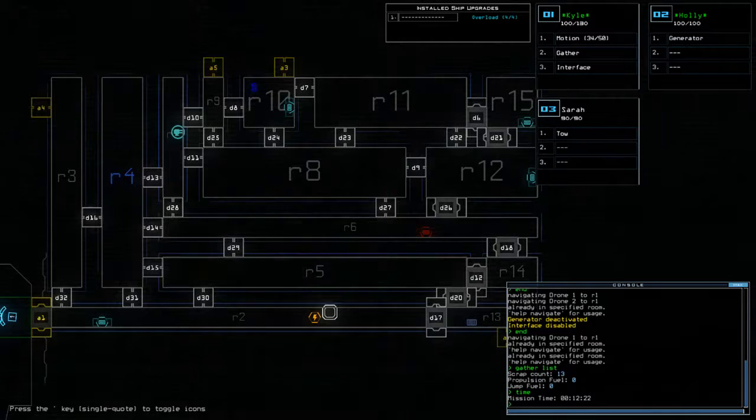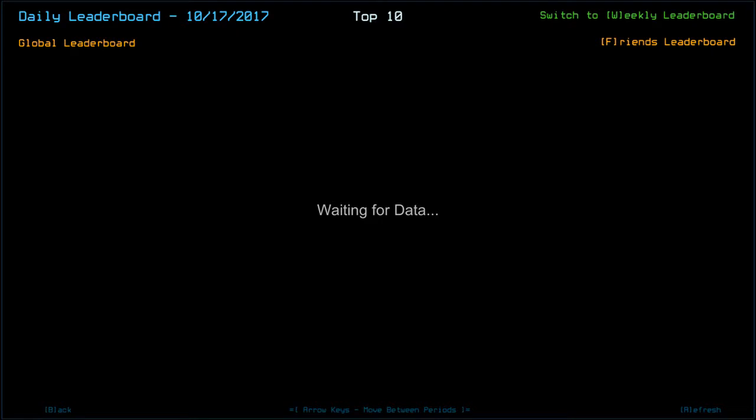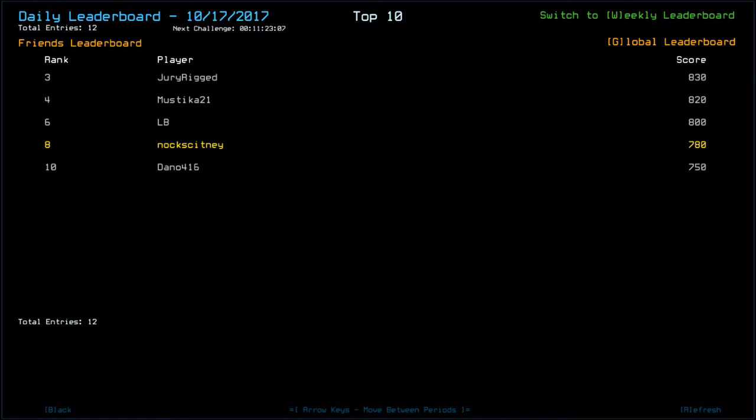Time today has 12 minutes and 22, and we finish on a score of 780, which puts us 8th on the leaderboard. So Machine God is on top with 870. Quiet Estione, Jury Rigged with 830. Mystica, that was two different people. I didn't mean that sound like the same person. Mystica 21, 820. T1B 800 along with LB. John, myself, and Disunito with 780. Dano there with 750. And that is everybody from the friends list so far today.